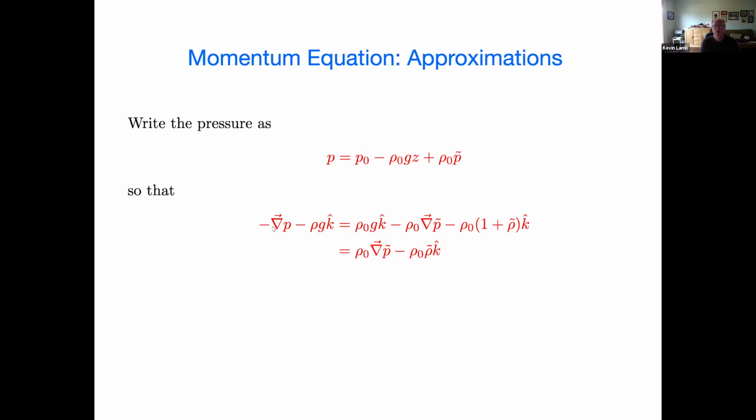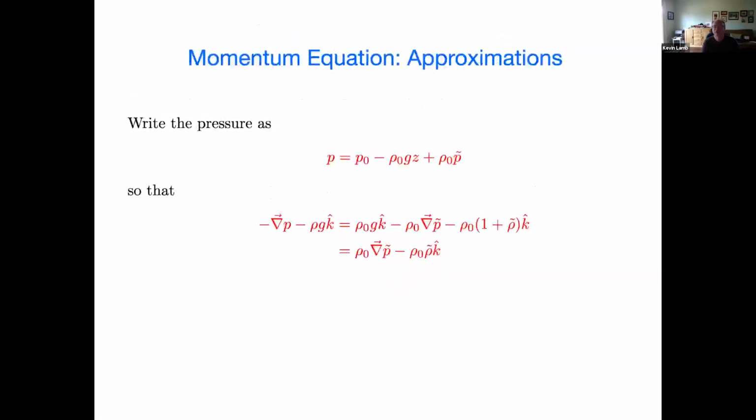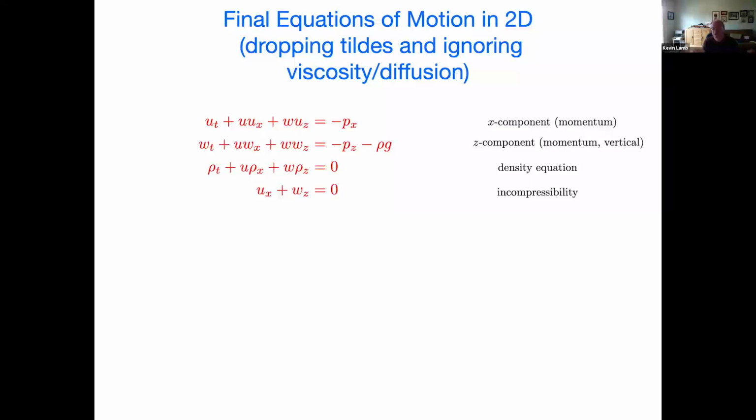I can expand, so the minus grad P gives me these first two terms, right? And rho g k hat, I've got rho naught 1 plus rho tilde k hat. And the first and third term in this equation cancel out, and so I'm left with rho naught grad P tilde minus rho naught rho tilde k hat. And now every term in my equation, right, here's the left-hand side again, has this factor rho naught, which I'll now factor out. So here are the final equations that I'll be dealing with.